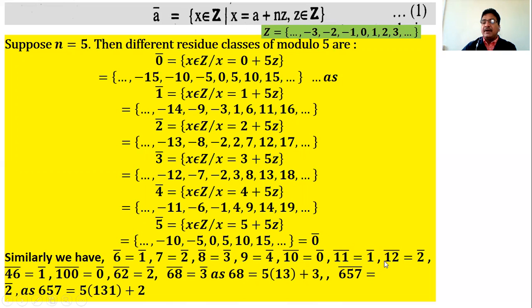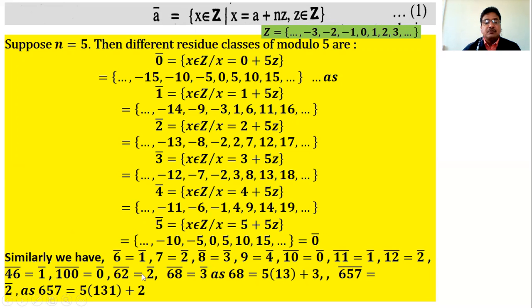If we divide 12 by 5, then 2 is the quotient and 2 is the remainder. If we divide 46 by 5, then what is the quotient? 9 is the quotient and 1 is the remainder. 9 fives are 45. Okay, so 9 is the quotient and 1 is the remainder, and that's why 46 bar is 1 bar. So why is 100 bar 0 bar? If you divide 100 by 5, the quotient is 20, 20 fives are 100, and the remainder is 0. So 100 bar is 0 bar.